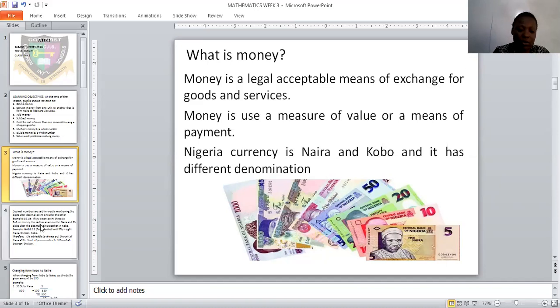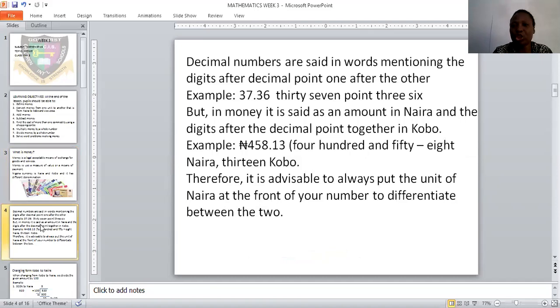Now, let's quickly do a preamble, an introduction to the topic. Decimal numbers are said in words. You know, naira looks like decimal number. I have told you that we have 3 forms of number for your level. We have whole number, we have fraction, and we have decimal number.